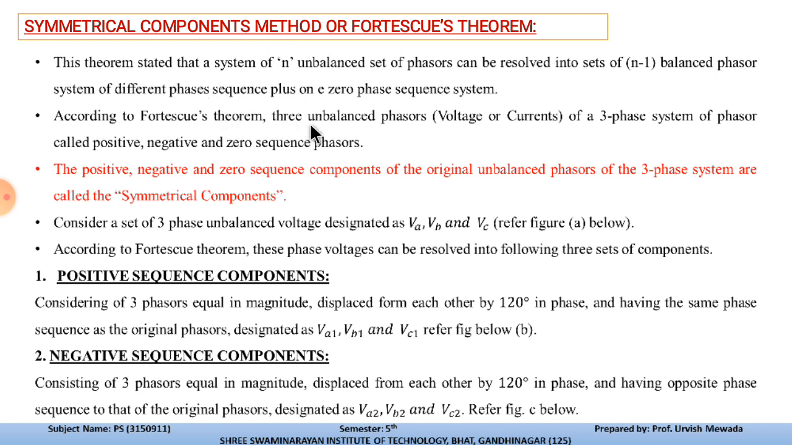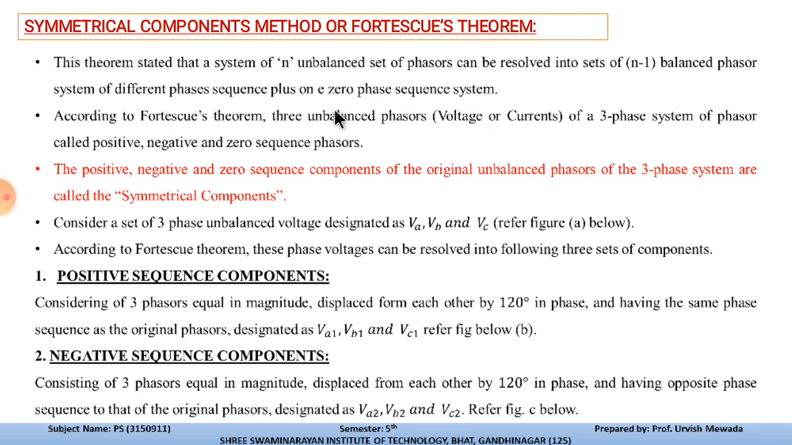So this system ultimately means dividing this analysis into, say, three parts. According to Fortescue's theorem, we have three unbalanced phasor voltages or currents of a three phase system of power, which is divided into three parts, that is positive sequence, then negative sequence, and zero sequence phasors. So Fortescue basically divides this unbalanced system into three parts.